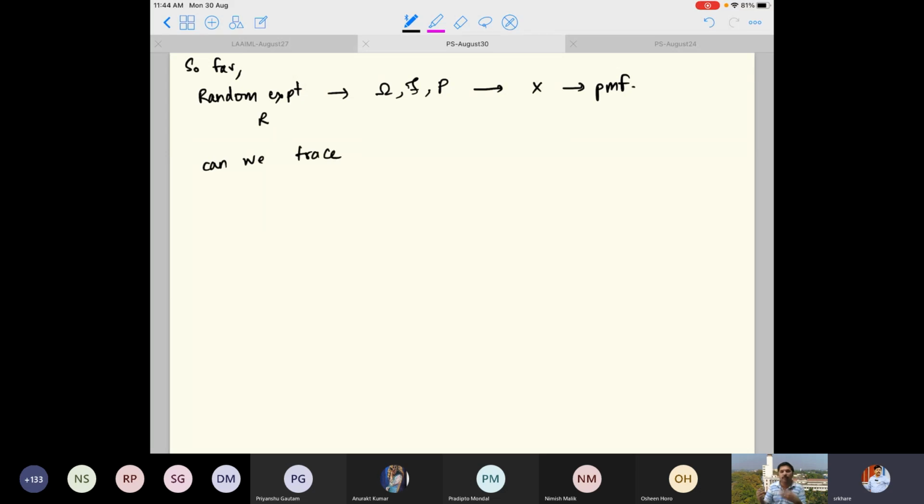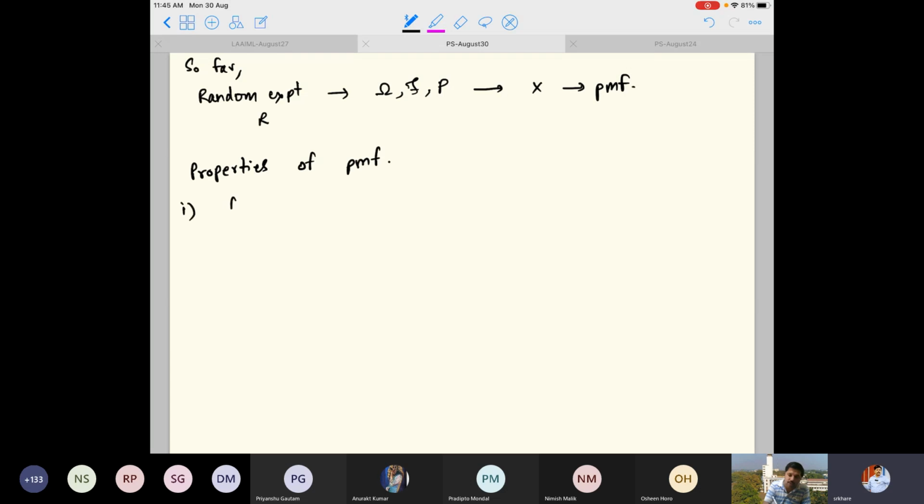That means that I start with a PMF. For that, I first need to understand what a PMF is, right? So I will list the properties of the PMF first, and we will see that we can take this backwards also. So far, this is what we have. Now let us look at the important properties of the PMF.